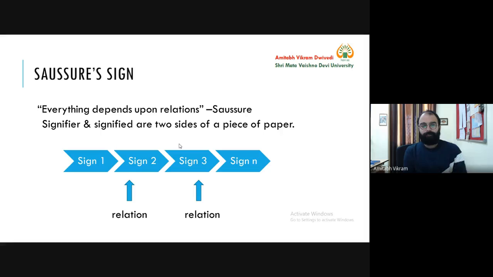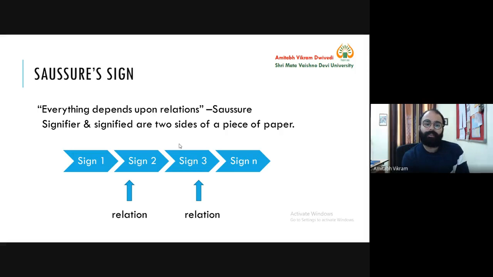Now, one more thing that is important by Saussure, and Saussure says that everything depends upon relations. Now, here Saussure is talking about not human relation, but that statement is also applicable to human relationship. Like we live in a family and we know how important our family is for us. So everything depends upon relations. So that way it is also true, but here Saussure is talking about sign, the concept of sign. Now, what is a sign?